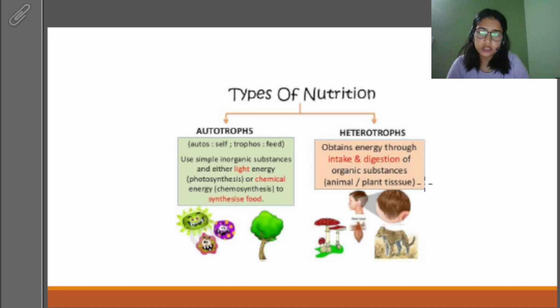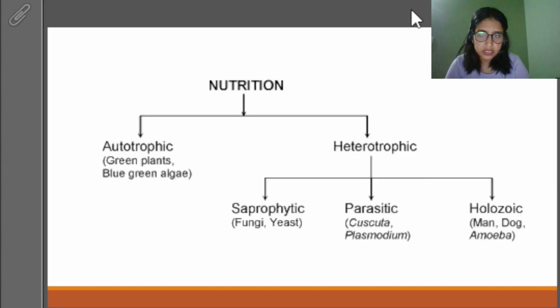And if we talk about heterotrophs, they obtain energy through intake and digestion of organic substances, for example animals and plant tissues. Yes, we are dependent on others for our food, and we fall under the category of heterotrophs. So we will be moving forward now and discussing more about these things.